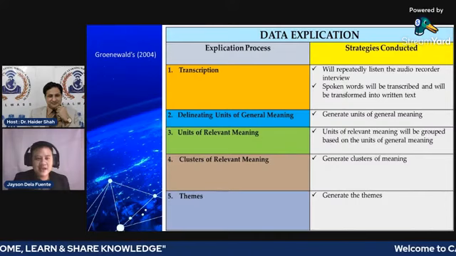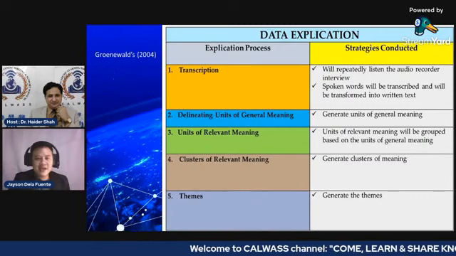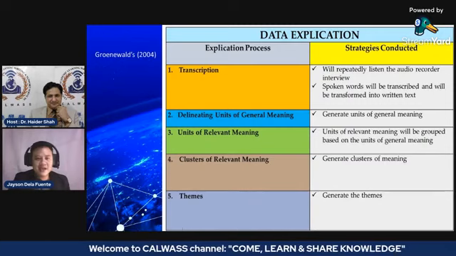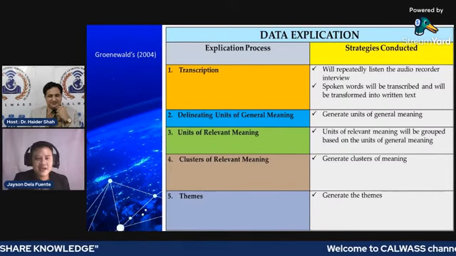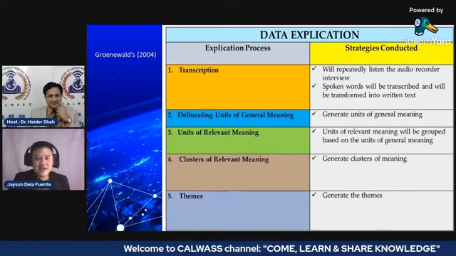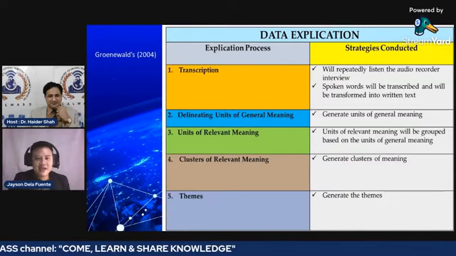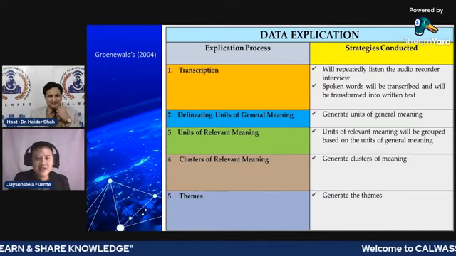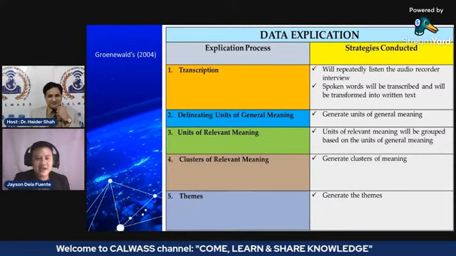First, transcription, wherein the researchers will repeatedly listen to the audio recorded interview. And then spoken words should be transcribed and transformed into written text. The second process is delineating units of general meaning. From the responses shared by the participants, you are going to encode those verbatim, meaning word for word.